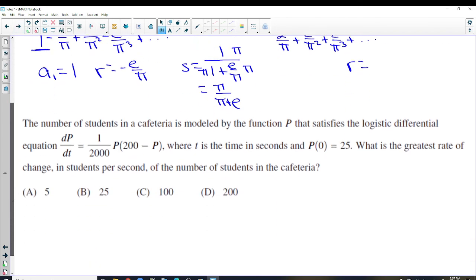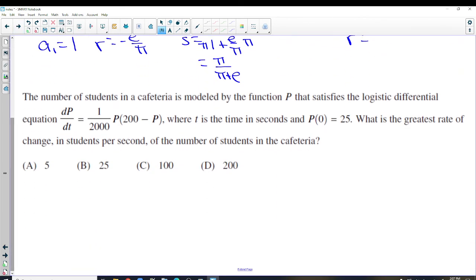We have not talked about logistic. This is kind of its own little topic that we have. And then we cover it in a section and we test it on the test. And then we don't really talk about it much. So the number of students in a cafeteria is modeled by the function p that satisfies a logistic differential equation, where t is the time in seconds and p of 0 is 25. What is the greatest rate of change in students per second of the number of students in the cafeteria?